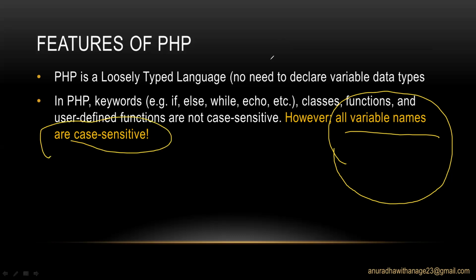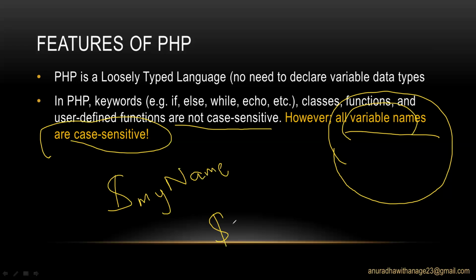So this is the place actually. In PHP, one part is not case sensitive. Which part? Keywords and function names. But variable names are case sensitive. Variable means the thing I already said. So if I write my name like this, it is different from this. If I write it in simple letters, this is different from this.